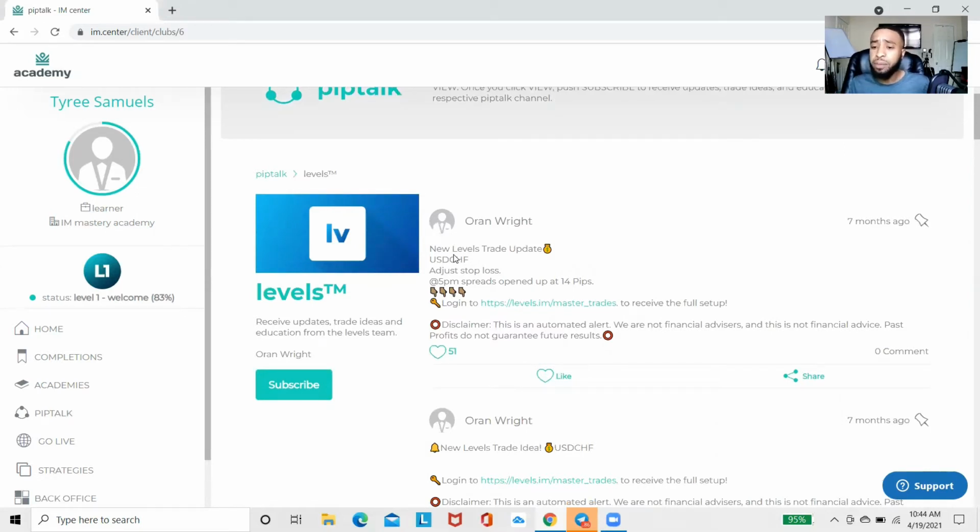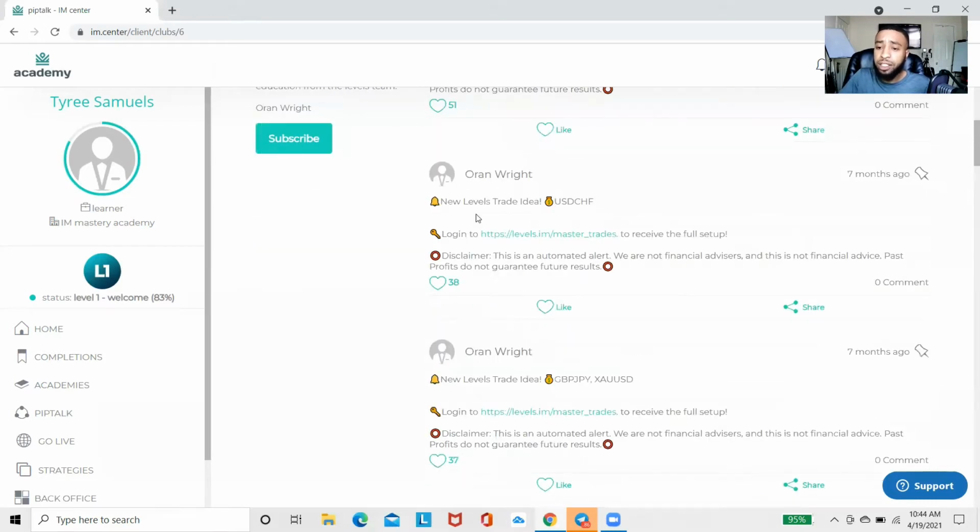So whenever you see a trade come through, it may say something like this: new levels trade idea USD Chef, new levels trade idea GBP JPY, XAU USD, which represents gold. Now you'll notice it's not going to say buy, sell, entry, stop loss, TP. That's because you need to actually have access to the product. This is just going to be a signal letting you know, hey, go check levels. And then whenever you go check levels, you can actually go about being able to see the trade idea, right?